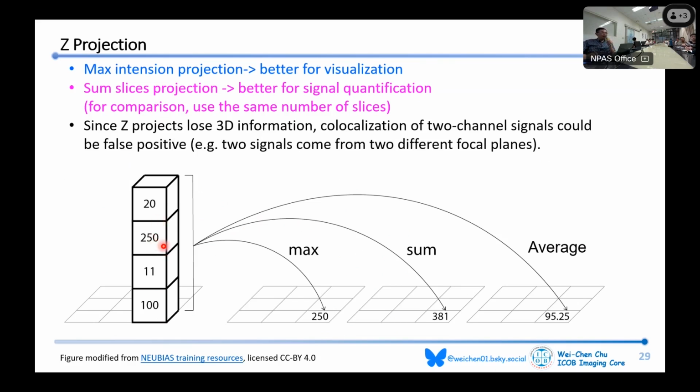Okay, for signal quantification, I personally prefer to use sum slices. Sum slices means we add all the value together, but not only take the maximum value in account. But remember, if you want to use sum slices, you need to use the same number of slices. For example, one sample has 10 slices, another sample you also need 10 slices. If you use different, then you have a different base to compare.